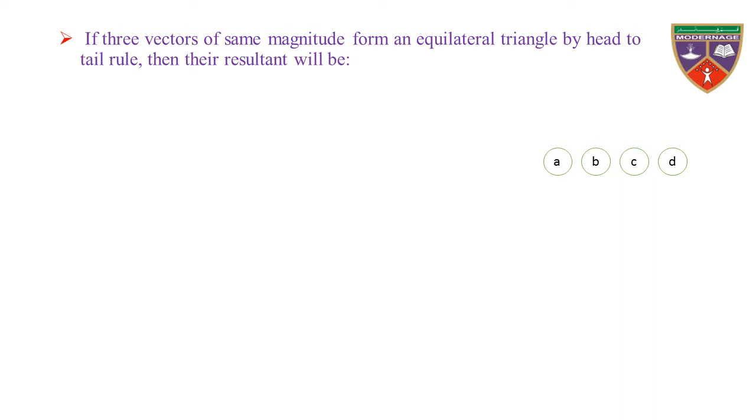If three vectors of same magnitude form an equilateral triangle by head to tail rule, then their resultant will be: option A, 3; option B, 3 square root; option C, 1; option D, 0. Key is 0. Therefore, the correct option is D.